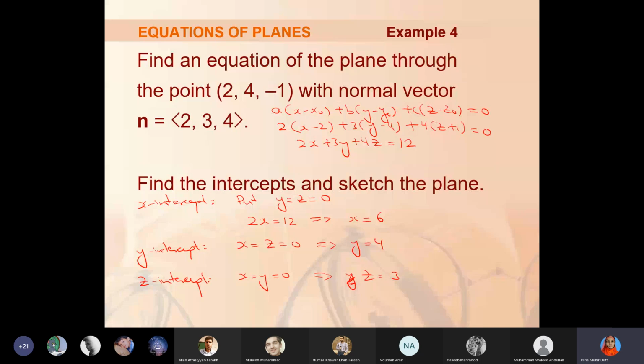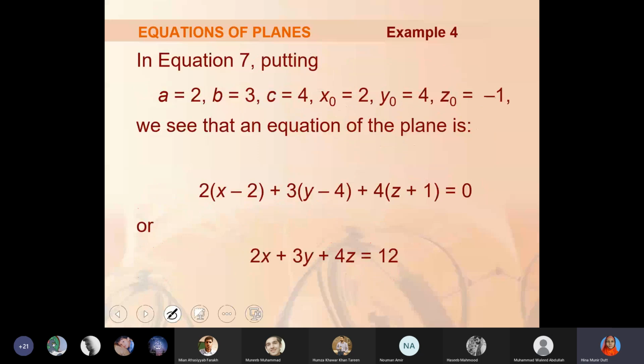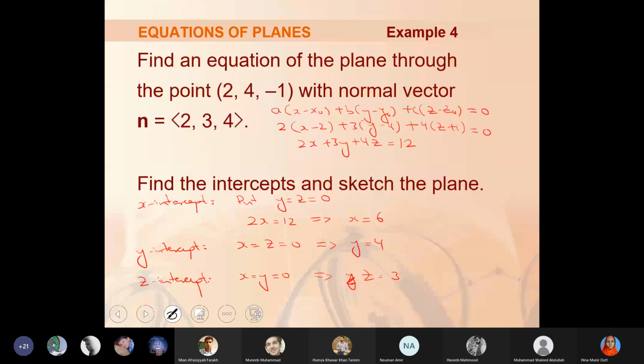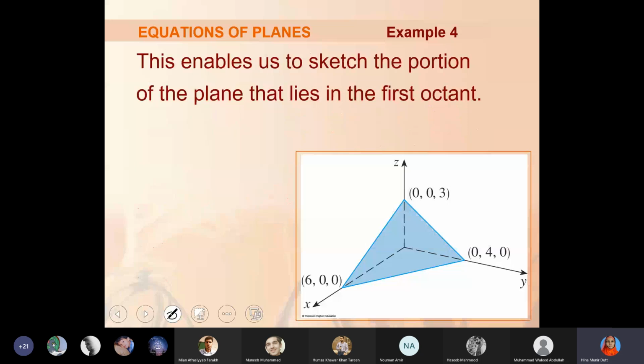Now I have to draw the plane. This plane crosses all three axes. So this is the sketch of the plane. Basically, this is the part of the plane that you see in the first octant, and the rest of the plane lies in the other octants. It is like a sheet of paper covering this and crossing these axes.